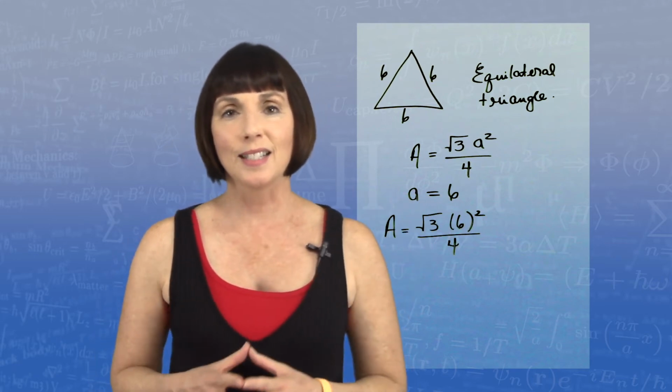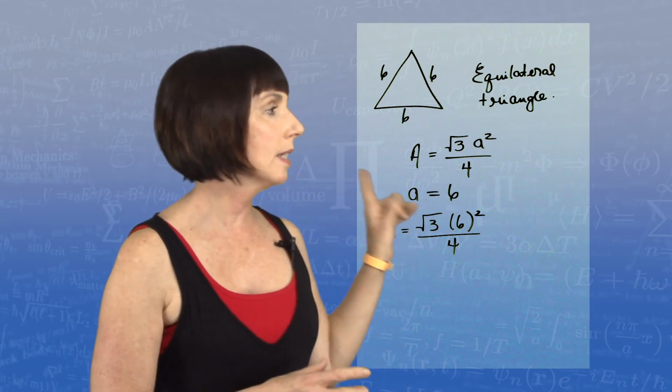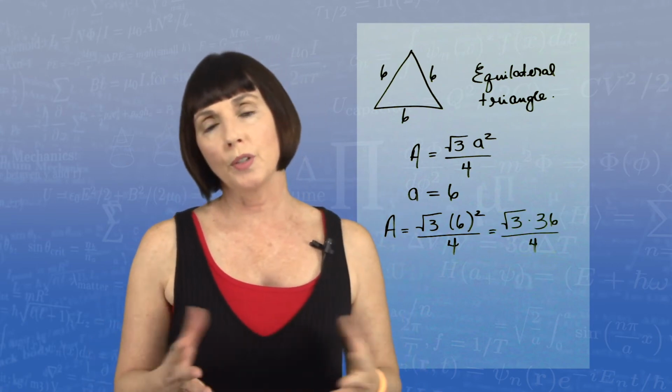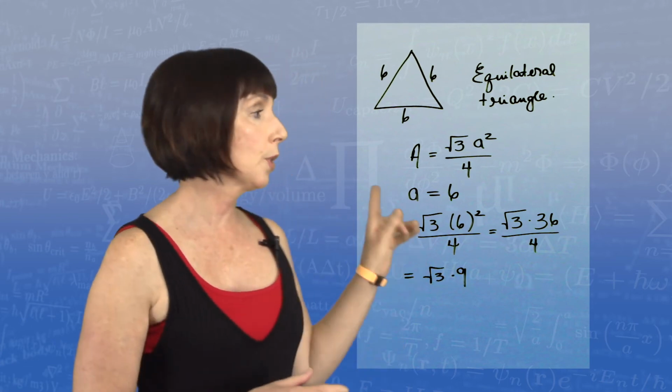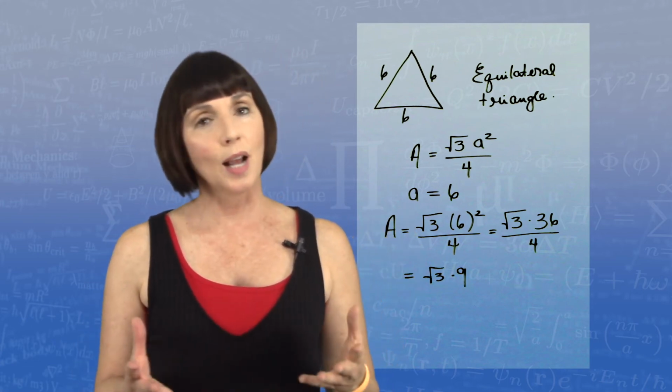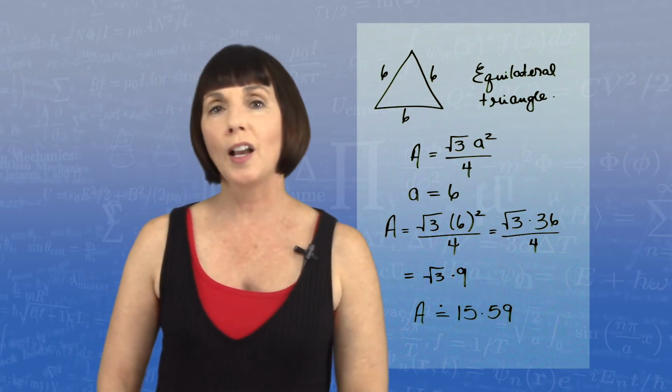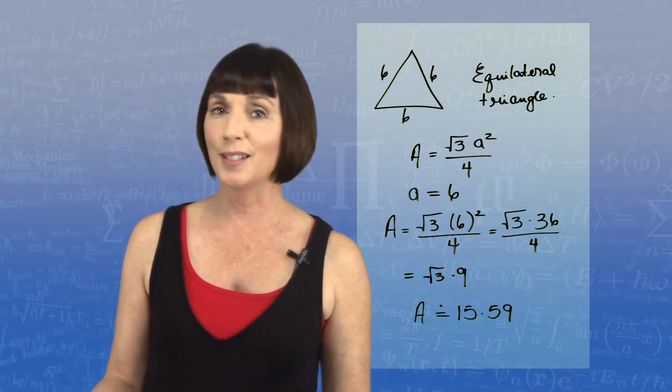We get that the area is equal to the square root of 3 times 6 squared over 4. That's the square root of 3 times 36 over 4. 36 over 4 is 9, so we get the square root of 3 times 9, and that rounds off to 15.59 square units. That's all there is to it.